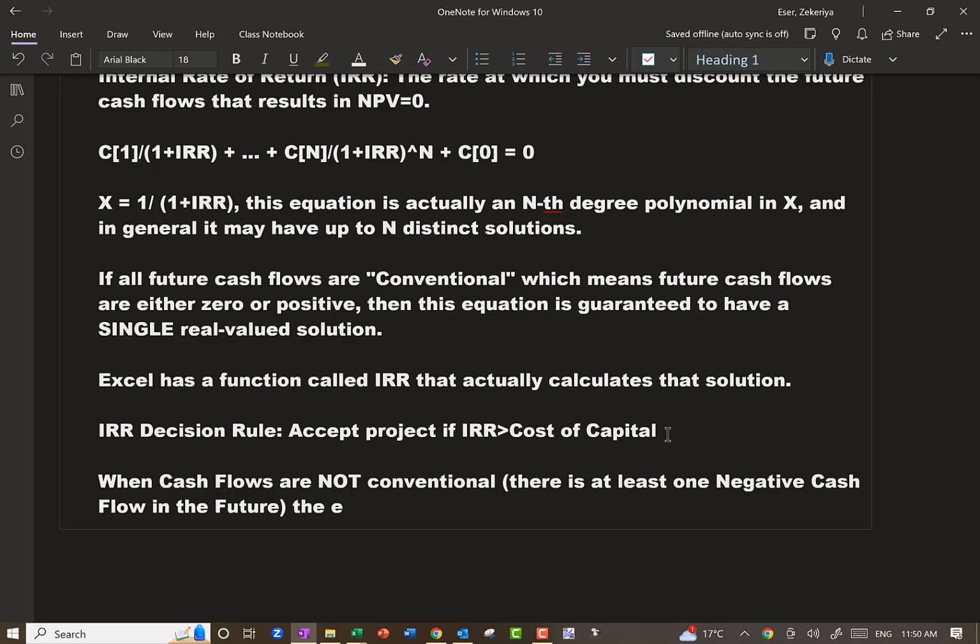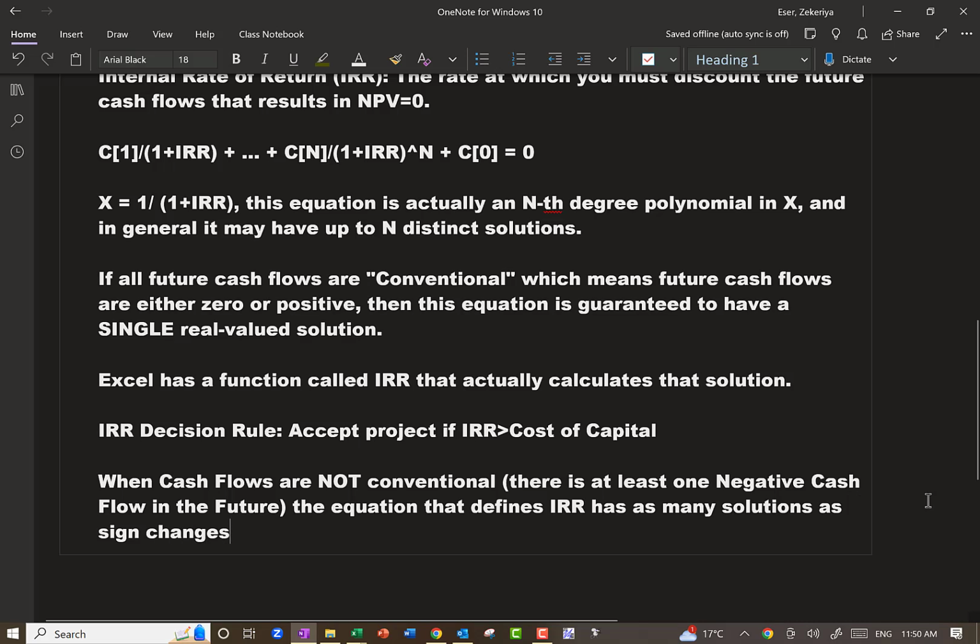the equation that defines IRR has as many solutions as sign changes. I shouldn't say has, may have.